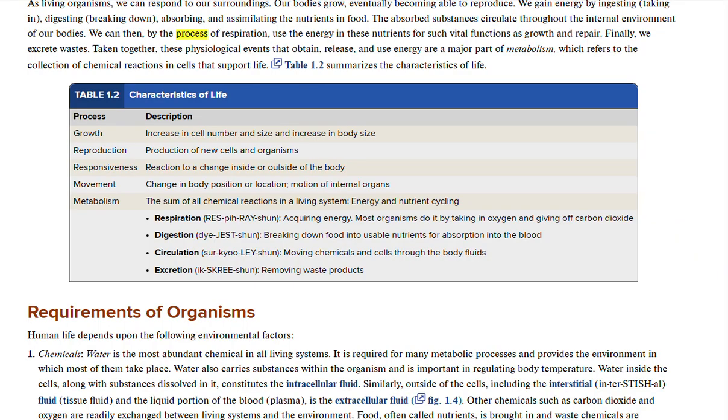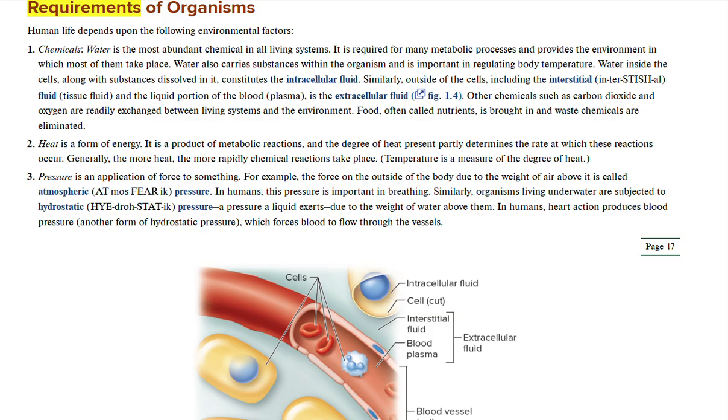We can then, by the process of respiration, use the energy in these nutrients for such vital functions as growth and repair. Finally, we excrete wastes. Taken together, these physiological events that obtain, release, and use energy are a major part of metabolism, which refers to the collection of chemical reactions in cells that support life. Table 1.2 summarizes the characteristics of life.